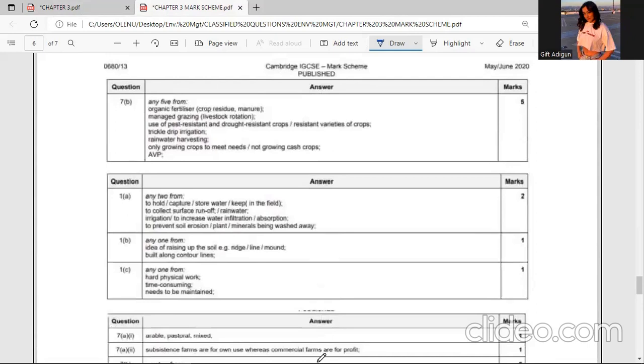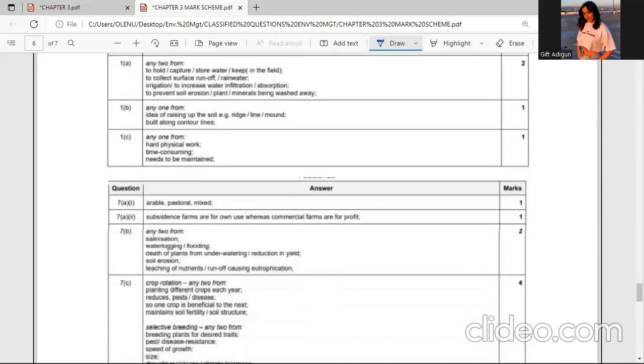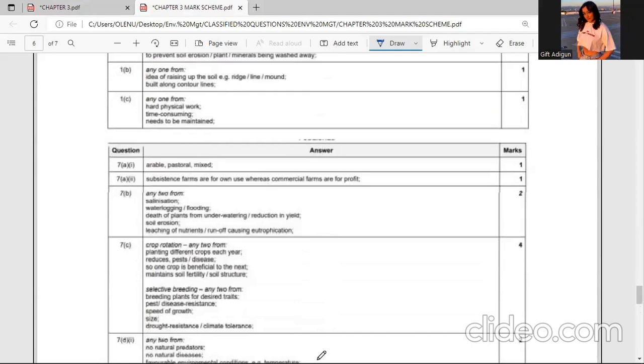So you see, look at what they said. They said you use organic fertilizer, you manage grazing. I think I didn't put that. Use of pest-resistant and drought-resistant crops, trickle drip irrigation, rainwater harvesting, only growing crops that meet the need of that particular area.